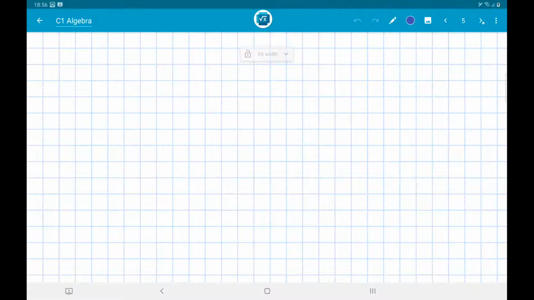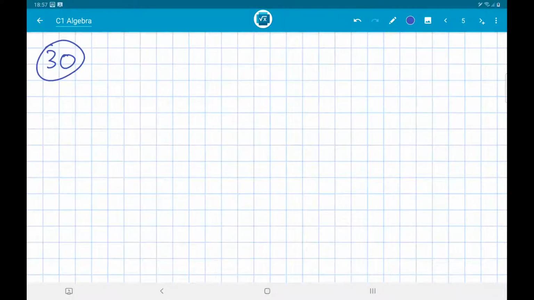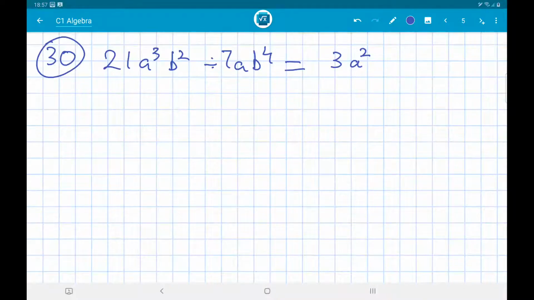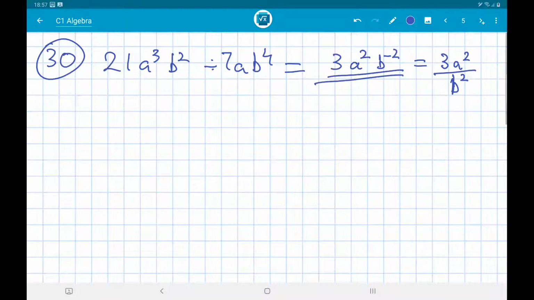Okay. That was 29. We got 30, which is 21 a cubed b squared divided by 7ab to the 4. So if you do 21 divided by 7 gives you 3, and 3 minus 1 gives you 2, a squared. Yeah, that a looks much less like a 9, unlike the other ones. You get 2 minus 4, which is b to the minus 2, which is also equal to 3a squared divided by b squared. That's the answer.